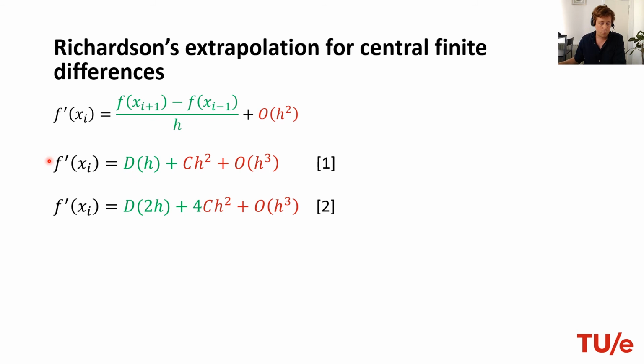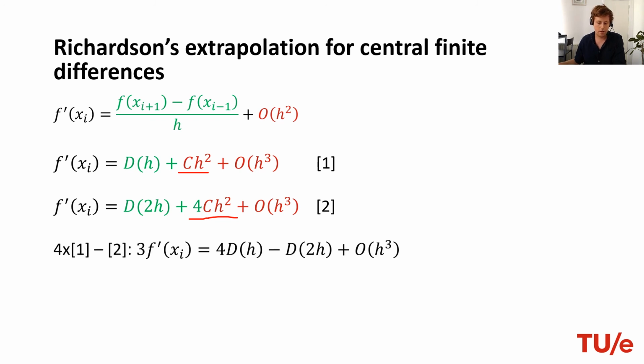And then again, by combining these two equations, we can try to get rid of the second order error terms, so these leading order error terms of second order. We can do this, for instance, by taking 4 times the first equation and subtracting the second equation. So 4ch squared minus 4ch squared gets canceled out, and what remains is that we have here 3f prime is equal to this thing on the right. We simply divide both sides by 3 and we end up with the following.